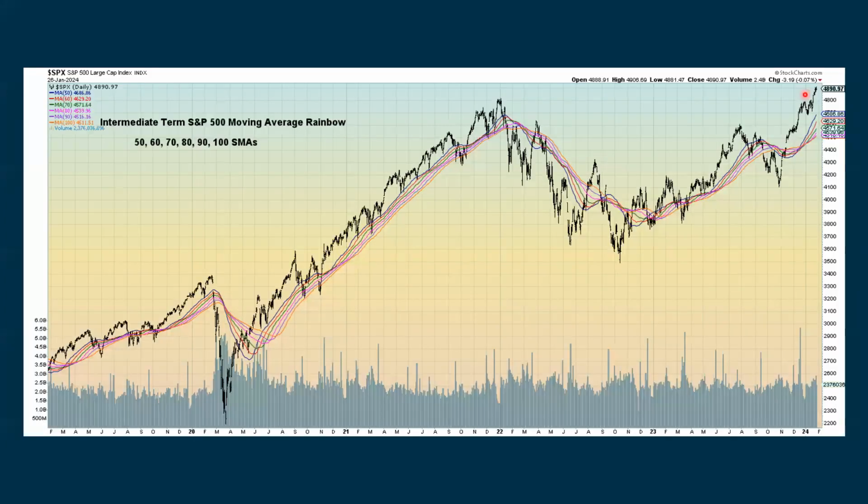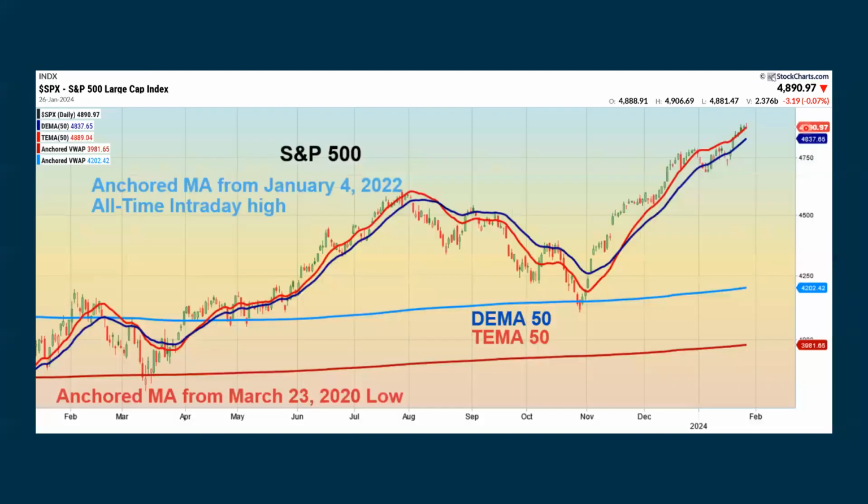Intermediate term, we have another rainbow going from 50 periods up to 100 periods, and we're above all of the lines here in the rainbow and looking positive in the intermediate term.